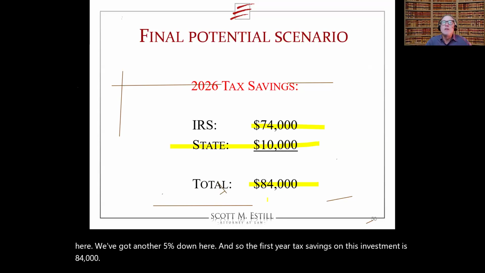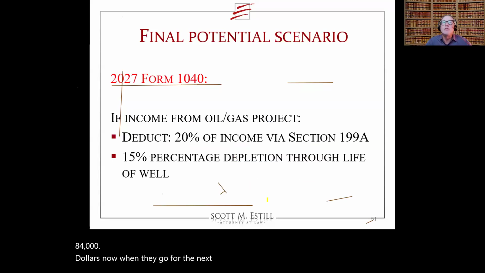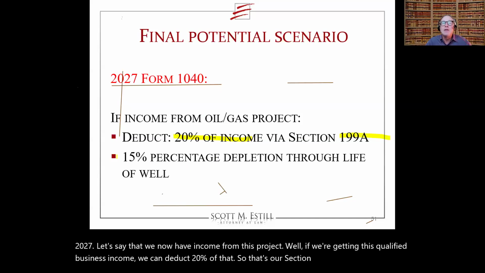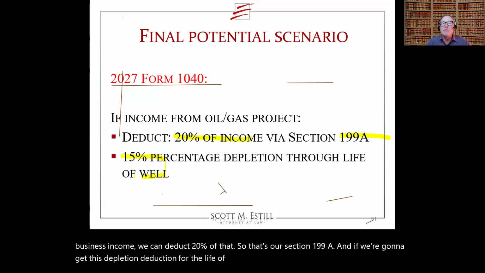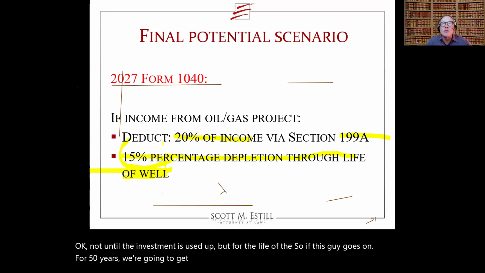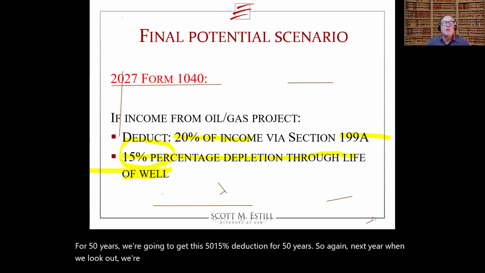Now, when they go for the next year, so now we're done with 2026 and we go into 2027, let's say that we now have income from this project. Well, if we're getting this qualified business income, we can deduct 20% of that. So that's our Section 199A. And we're going to get this depletion deduction for the life of the well, not until the investment is used up, but for the life of the well. So if this goes on for 50 years, we're going to get this 15% deduction for 50 years. So again, next year, when we look out, we're still getting tax benefits out of all of this.